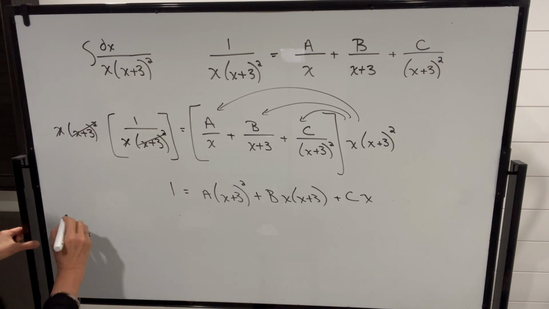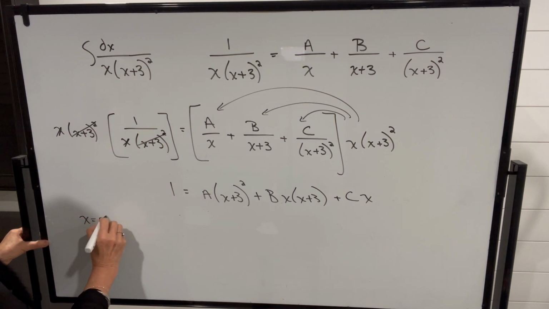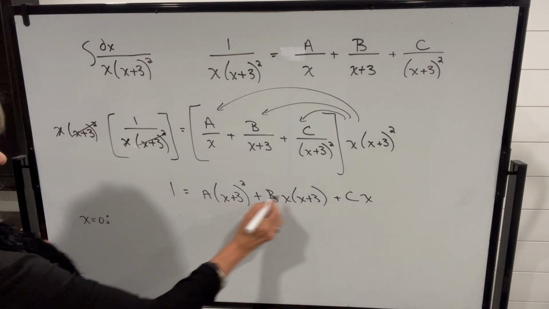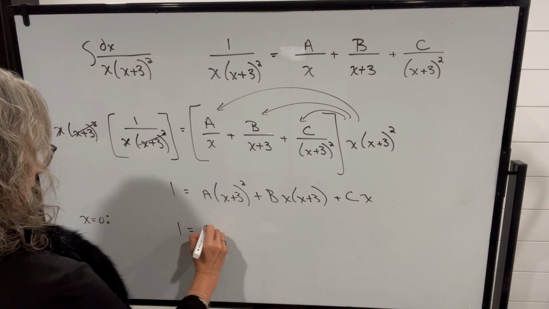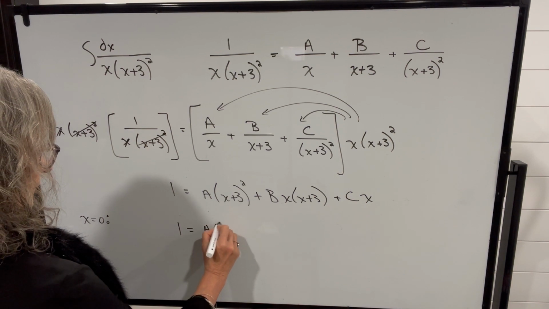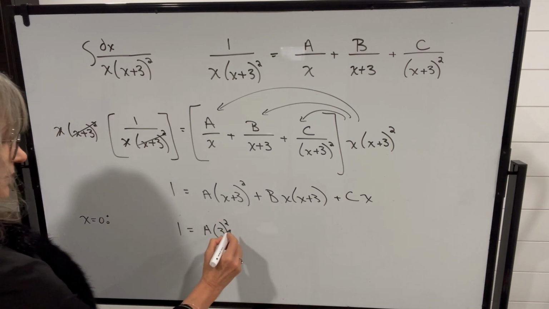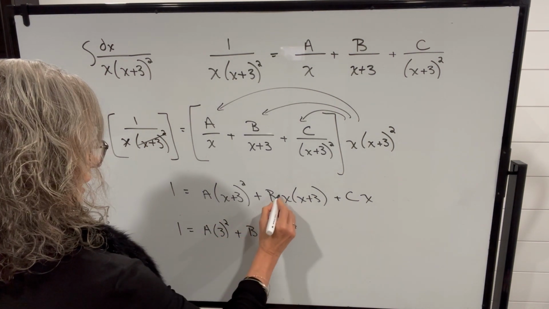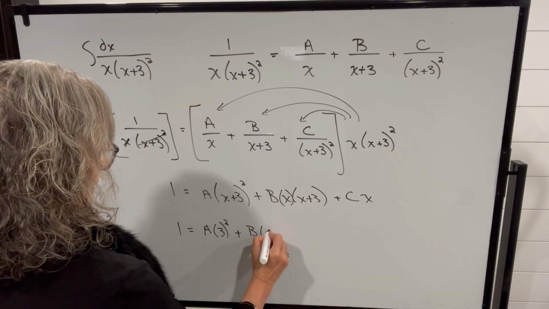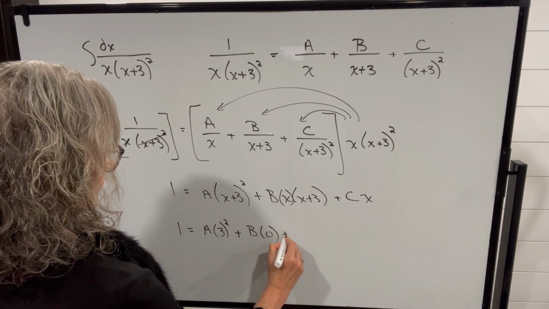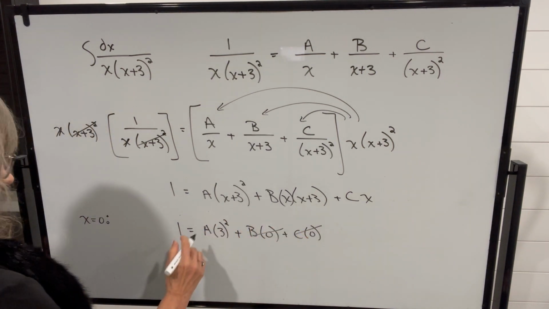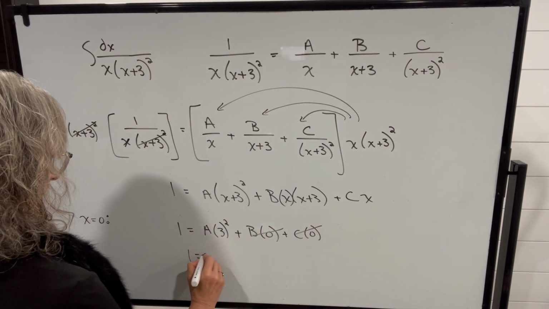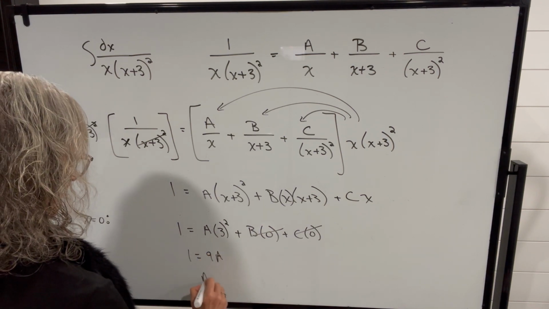So we can start with x equals 0, plug that into this equation, and we'll get 1 equals, when x is 0, we'll have a times 3 squared, plus when x is 0, this whole term will be 0, and this whole term will be 0. So those are gone. We've been able to isolate and solve for a. A will equal 1/9.